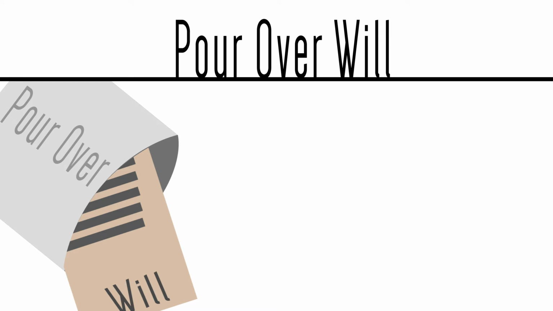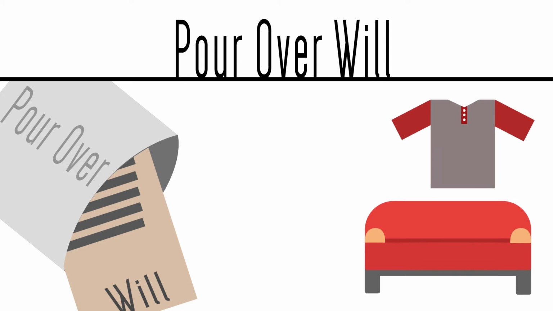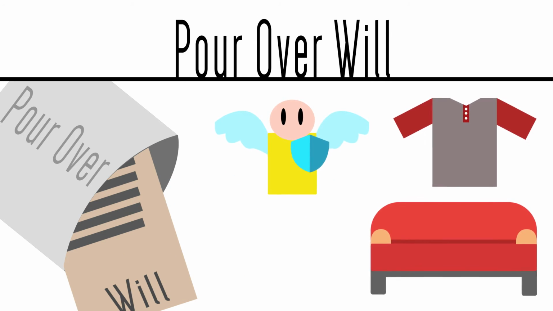And the other component relating primarily to death is your pour-over will, and it's interesting how it functions because it allows you to say who's getting your smaller scale belongings like your furniture and clothing, and if you happen to have kids, allows you to give someone the ability to be their guardian angel in case no one else is able to.